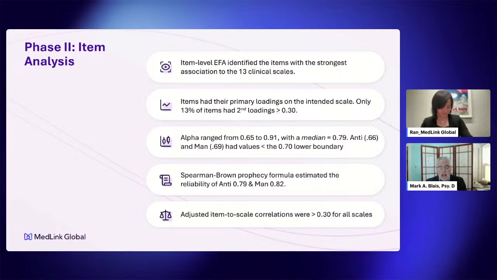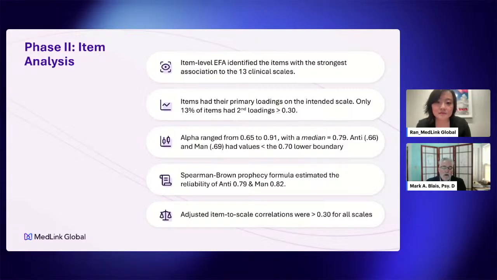With that nice representative sample, we repeated the item level factor analysis and demonstrated that the items did have their strongest associations to the intended scales. In fact, only 13 items had secondary loadings of 0.3 or higher. Therefore, the majority of items are very specific to the scales that they're measuring. The internal consistency, or alpha, ranged from 0.65 to 0.91, with a median of 0.79. Only two scales, antisocial and manic activation, had values below 0.7.